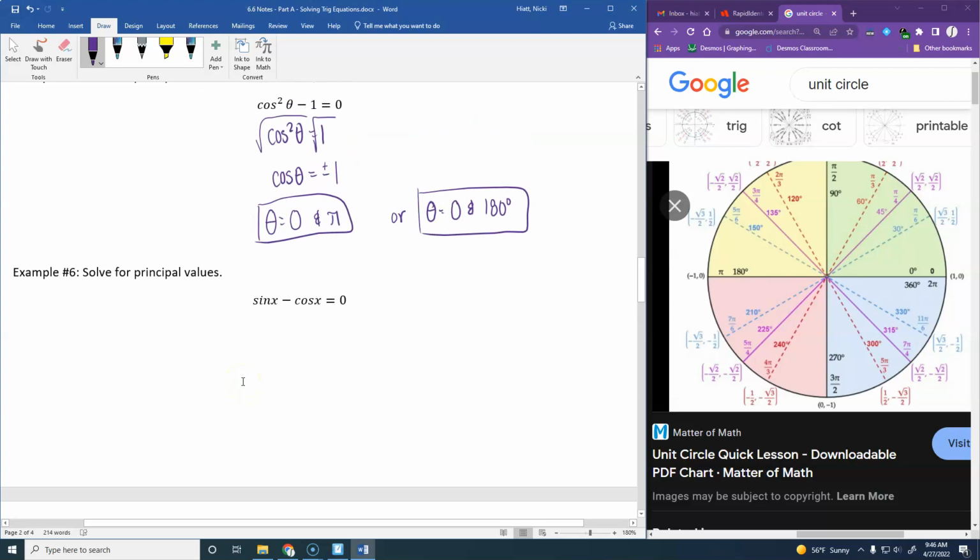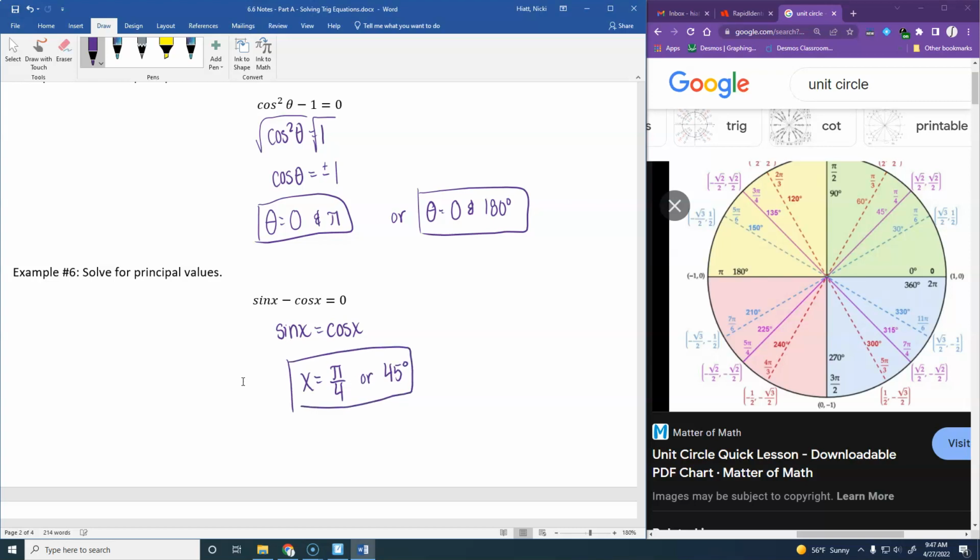All right, we got one more that we're going to do together, and then we'll let you guys work on the rest of these yourself. This one's weird. We got sine x minus cosine x equals 0. Any ideas? Okay, so if I move the cosine over to the other side, sine x has to equal cosine x. There's nothing else you can do to solve that problem, but you can tell where that happens on the unit circle, right? So that would happen at pi over 4 or 45 degrees.